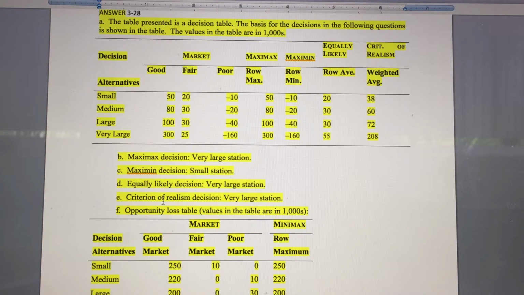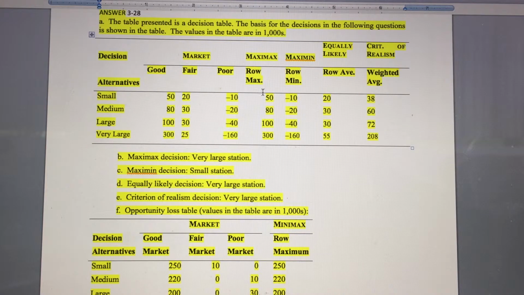Then I go now to the other part of the question, which asks to work out the criterion of realism. For the criterion of realism, it's alpha times the highest plus 1 minus alpha times the lowest. My highest value is 50, so it's 50 times 0.8 plus minus 10 times 0.2. For the next, 80 times 0.8 minus 20 times 0.2 is 60. 100 multiplied by 0.8 plus negative 40 multiplied by 0.2 is 72. 300 multiplied by 0.8 minus 160 by 0.2 is 28.